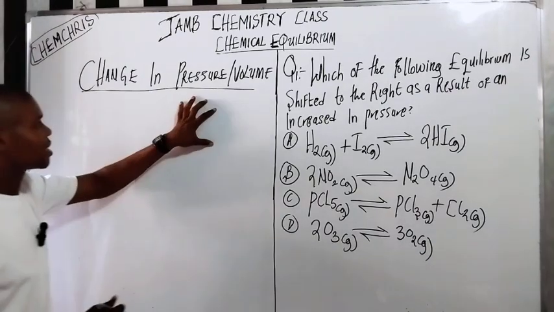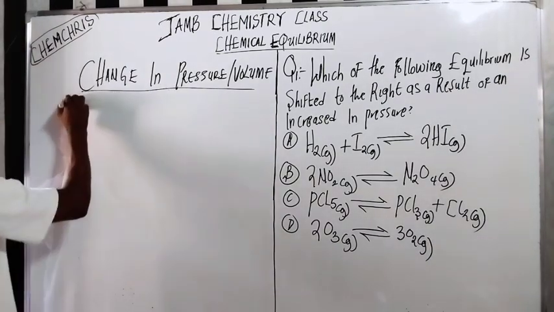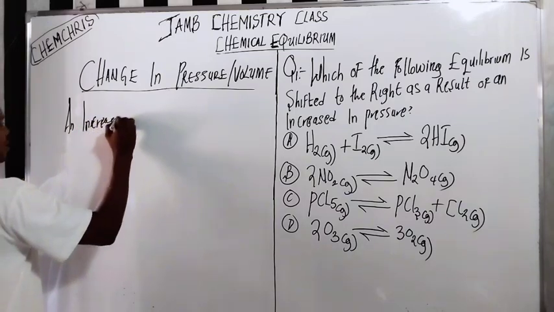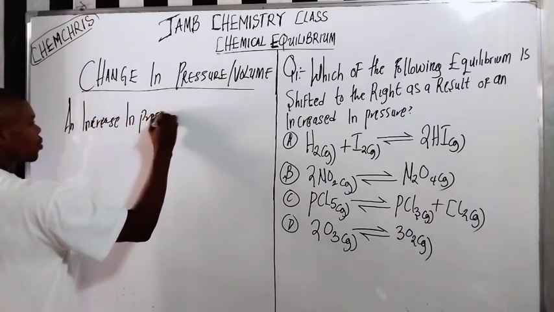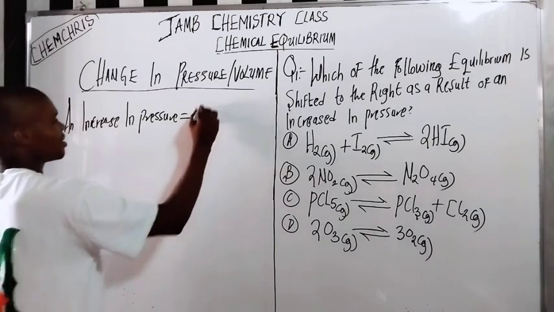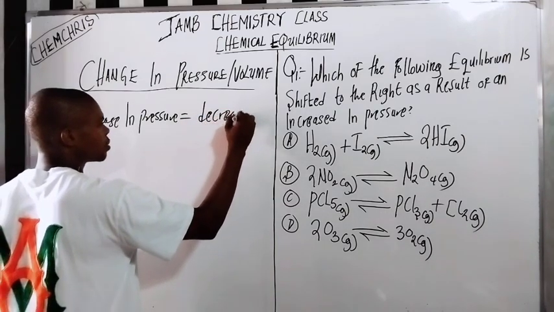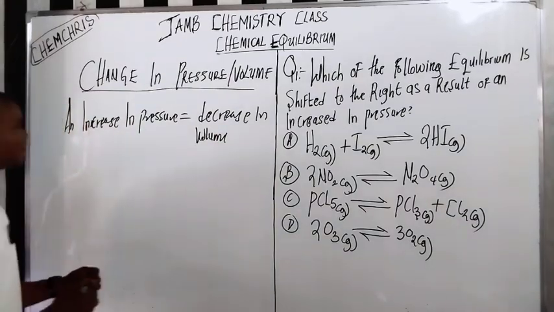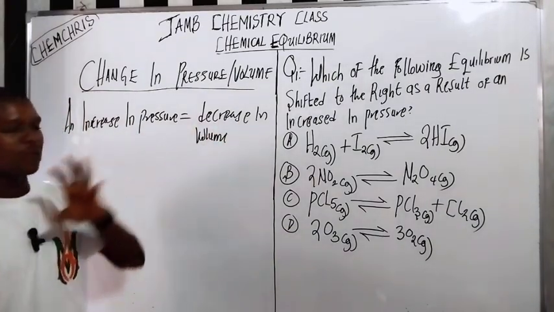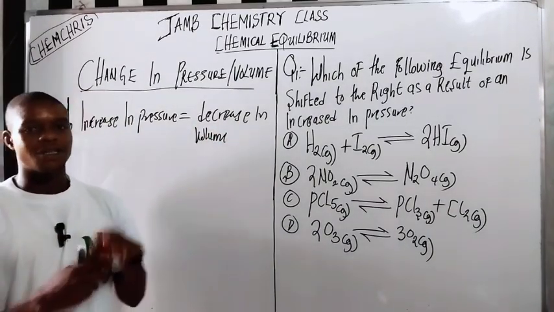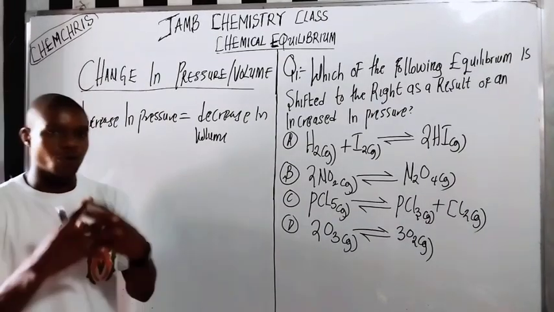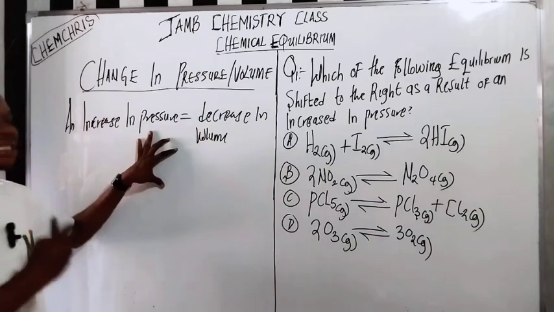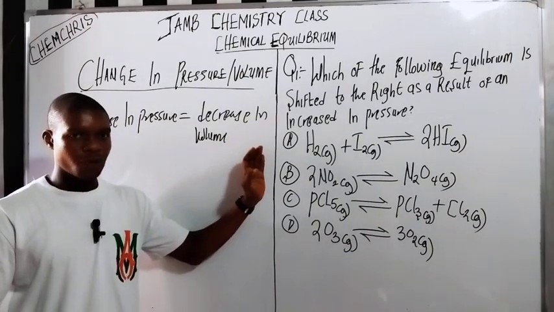So what you want to understand here is that an increase in pressure equals a decrease in volume. Very important here. An increase in pressure equals a decrease in volume. So when we talk about change in pressure and volume, they go together. Do you understand? So whenever I see an increase in pressure, it's also the same as a decrease in volume.